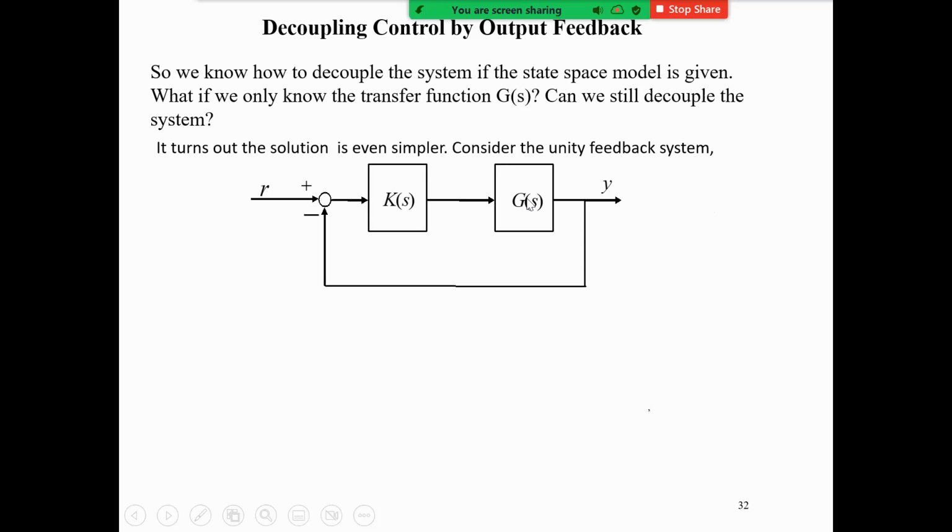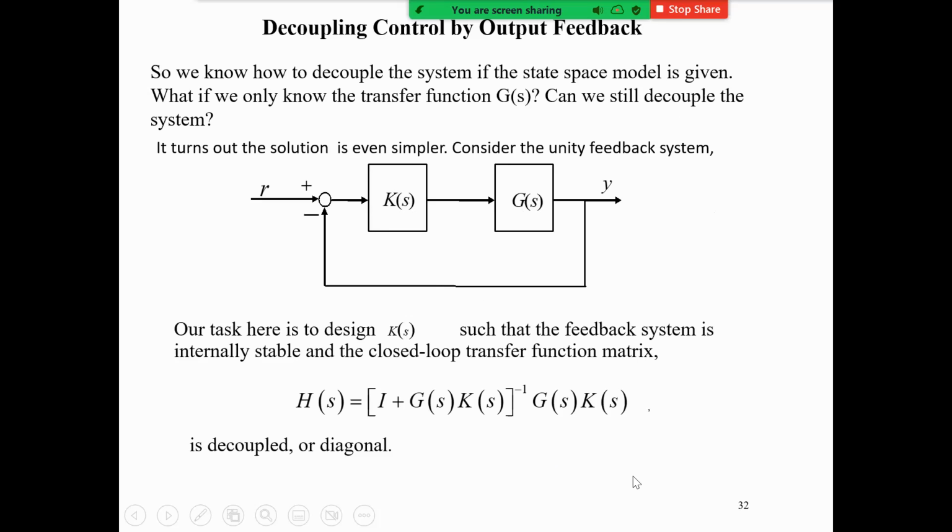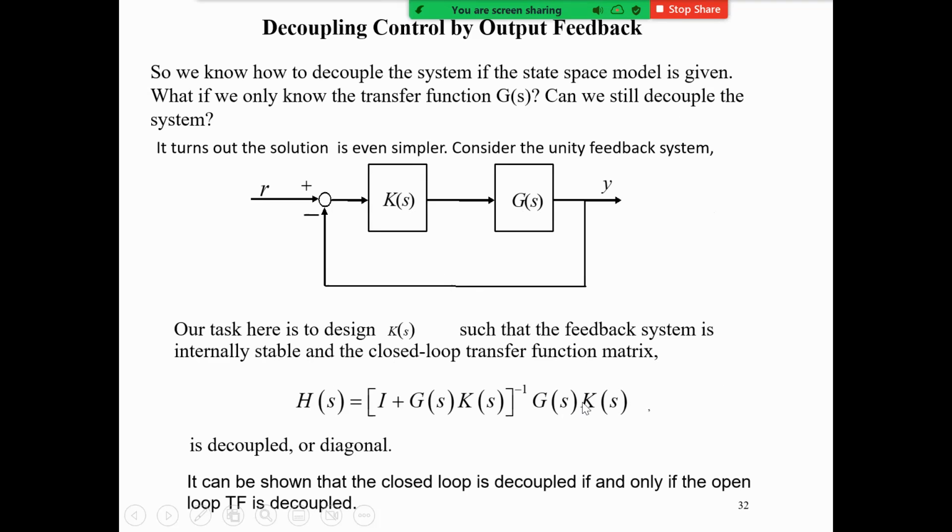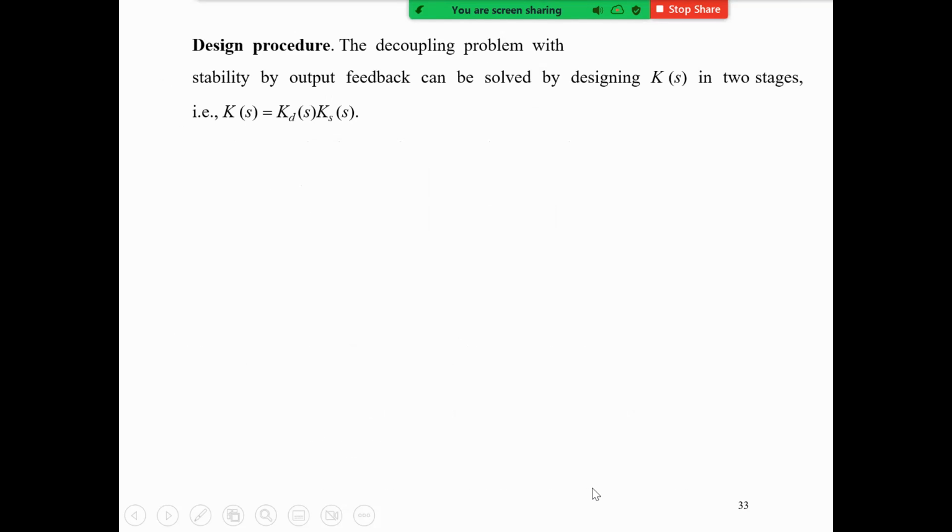You have this G, that will be a matrix. You try to design another controller, right? Another matrix K, such that G times K will be a diagonal matrix. So we first get the transfer function of this closed loop, and then we prove that if the closed loop is diagonal, then this G times K has to be diagonal. So that's it. We say, hey, we just try to decouple the open loop.